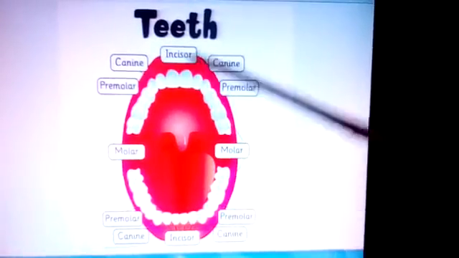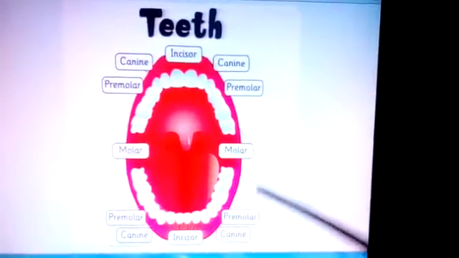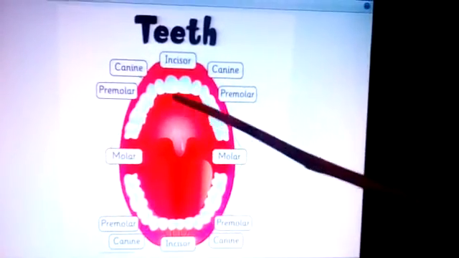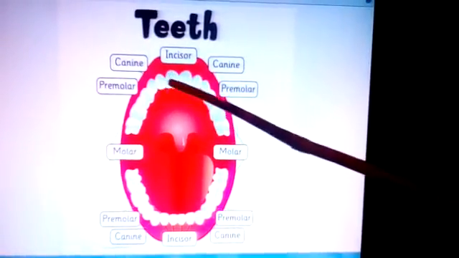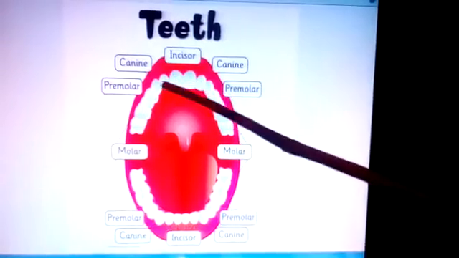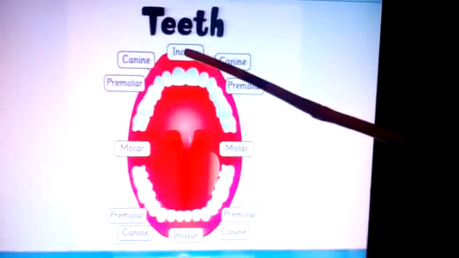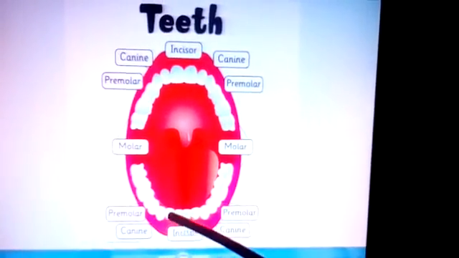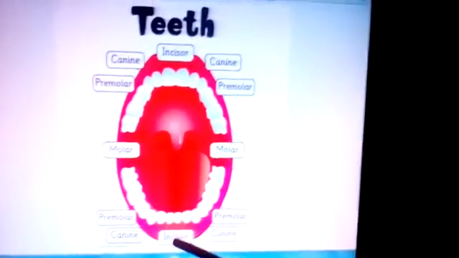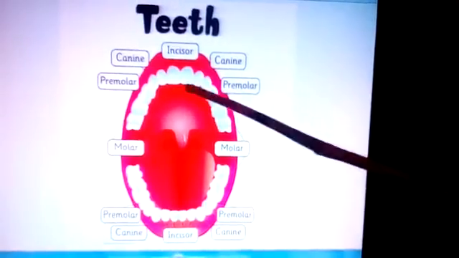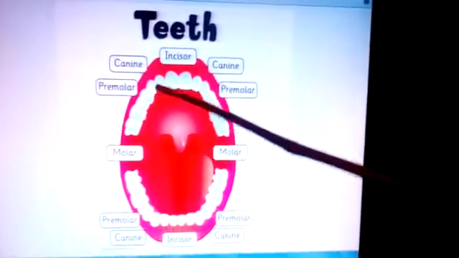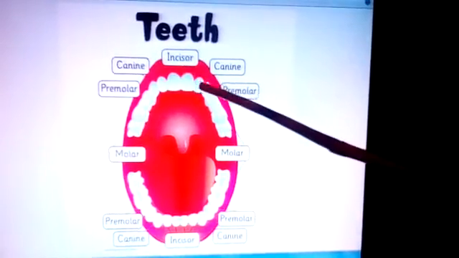Now this is the structure of the different types of teeth inside our mouth. Can you see? These are the incisors, the front four teeth. The front four teeth are called incisors: four teeth in the upper jaw and four teeth in the lower jaw. They are called incisors. And on either side of the incisors are canines.